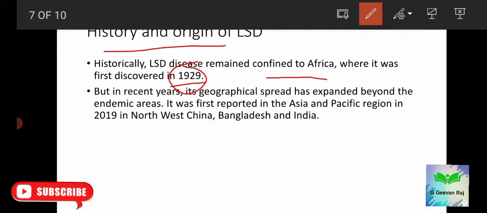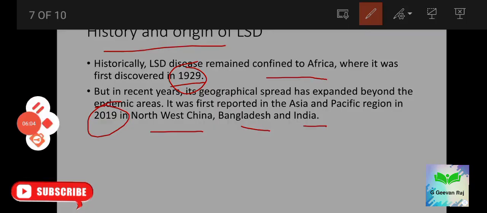It was first reported in the Asia and Pacific region in 2019. So, in 2019, this disease was first reported in northwest China, Bangladesh, and India.